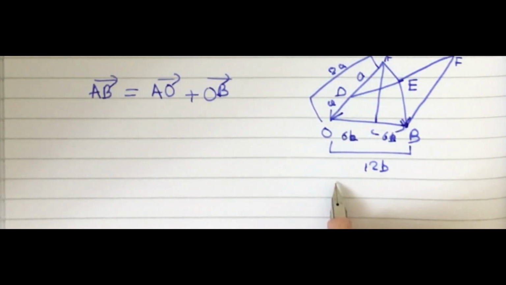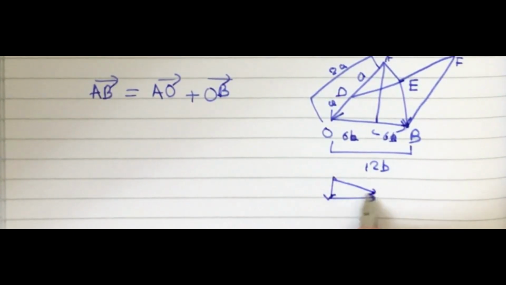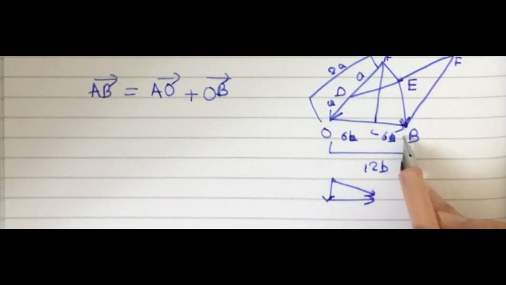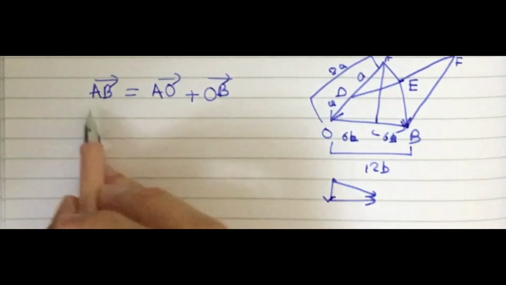The head to tail rule says this is my first line. My second line should start from the head of the first line, and then the resultant should be from the tail of the first line to the head of the second line, as happening over here. This is my resultant. This is my first line, this is my second line, and I did the same thing over here as well.